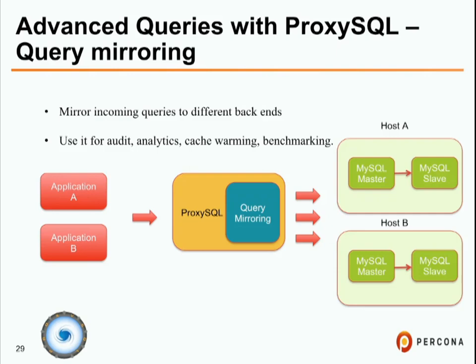Yes? How do you decide which response you take then? You only get the response back from the original one. Okay, the second one is discarded. Yes, it collects metrics, so you're able to check if the performance was better or worse, but the result set is discarded completely.